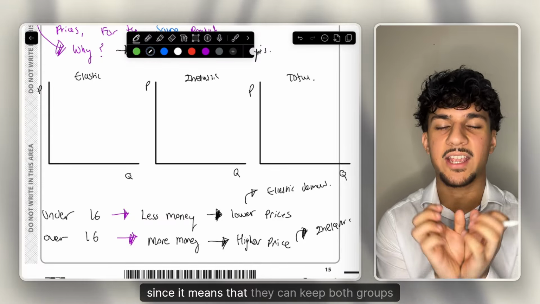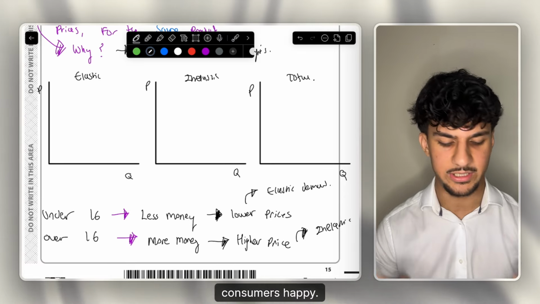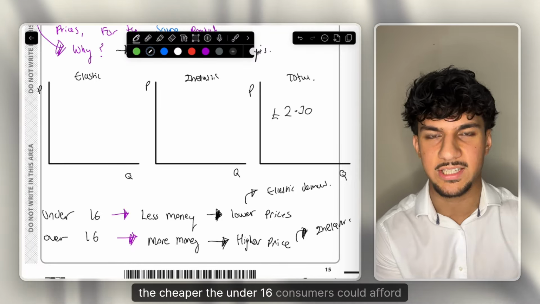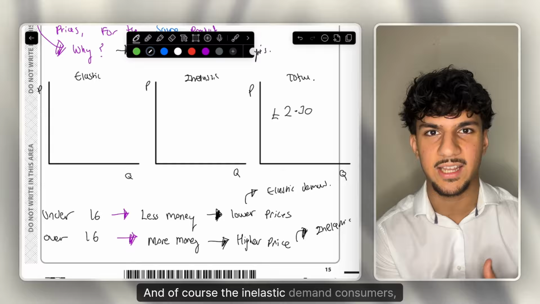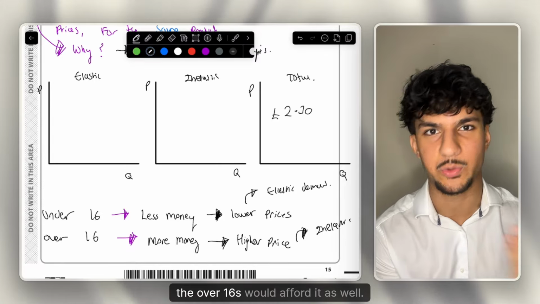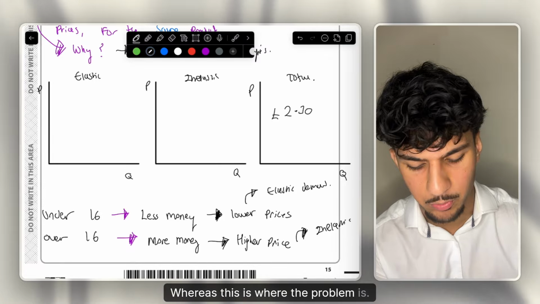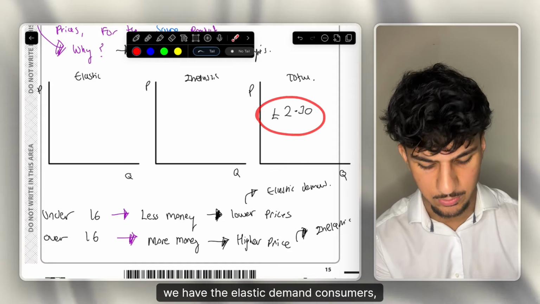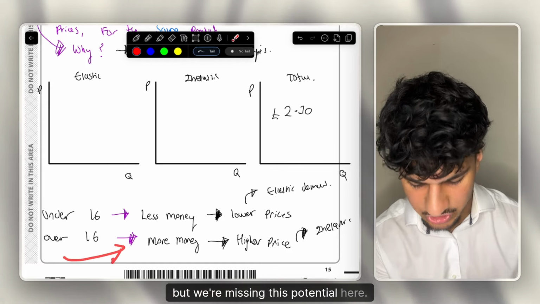And why does this help firms make more profits? Since it means that they can keep both groups of consumers happy. By charging £2.30, the cheaper price means the under 16 consumers could afford it, and of course the inelastic demand consumers, the over 16s, would afford it as well. Whereas this is where the problem is. By charging £2.30, yes, we have the elastic demand consumers, but we're missing this potential here.